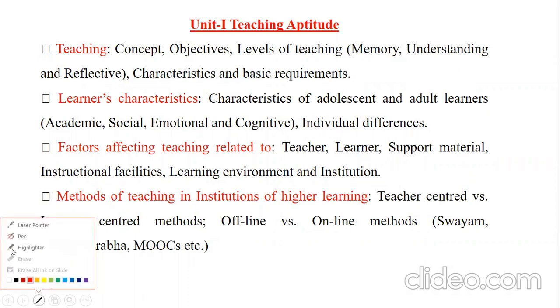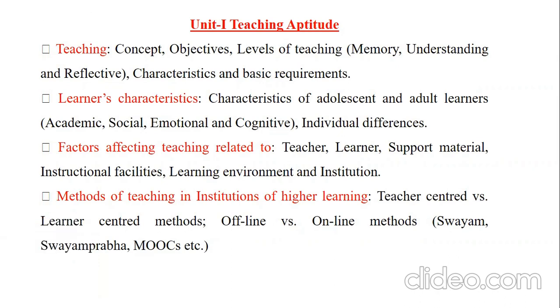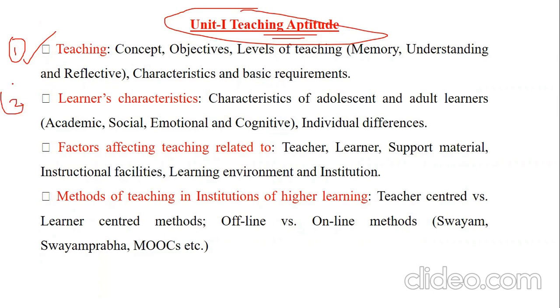The slide gives you an idea about what the syllabus is under teaching aptitude. When we talk about the syllabus of teaching aptitude, you have 4 topics. First is with respect to teaching, and you have details of the topic over here. Second is learners' characteristics. Third is factors affecting teaching. And the fourth topic is methods of teaching in institutions of higher learning. We will be having questions on all the topics, as well as discussing things the moment we start with our question answers.